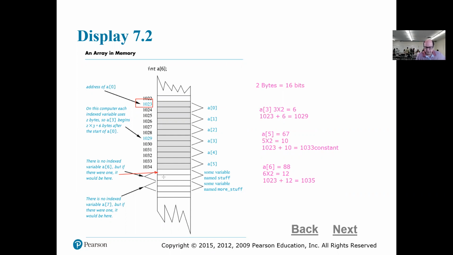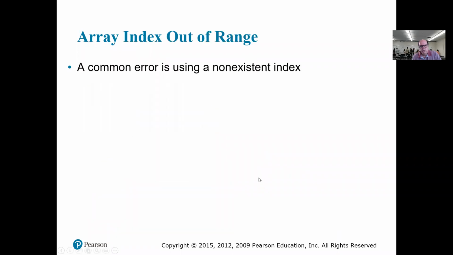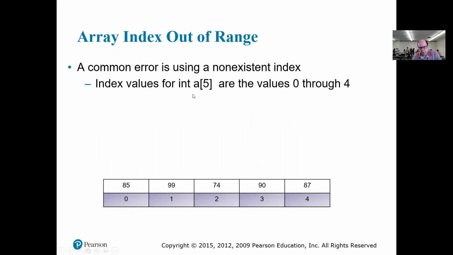C++ is not checking for that. It only knows where it's starting, and it knows the size of the data type. I'm going to get back to this. So a very common mistake is, if I have a size of 5, that means my index is from 0 to 4.